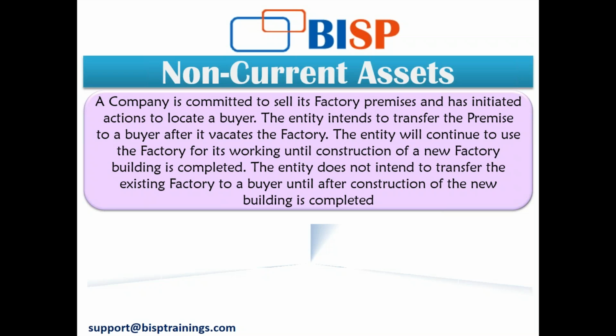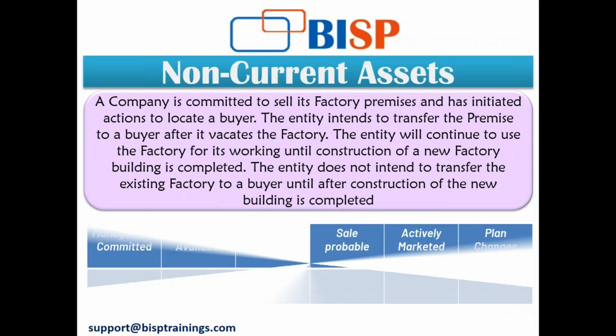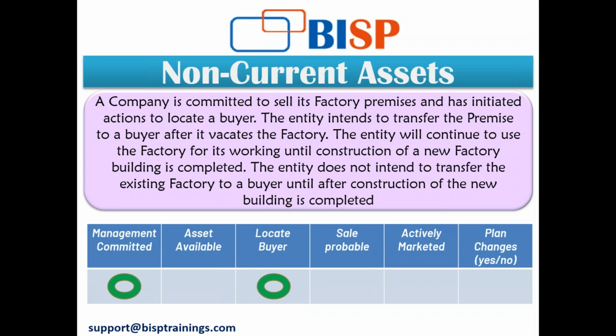So let's see. These are the 6 points of view for classifying my non-current assets that can be classified as held for sale. The management is committed, so that is okay. Asset available, we'll come to this later. I am actively locating the buyer. And my sale is also probable because I am under construction of a new factory premises. It is actively being marketed because since I am locating a buyer, of course I am actively marketing it also. And there is no plan change in the near future. The reason being, I have a new factory building that will be constructed in the near future, let's say 2 to 3 months, and I'm going to shift there also.